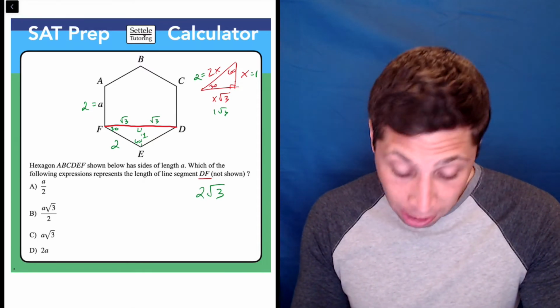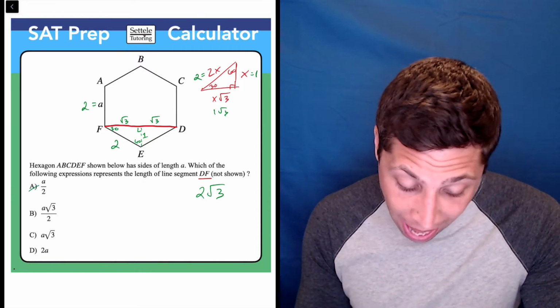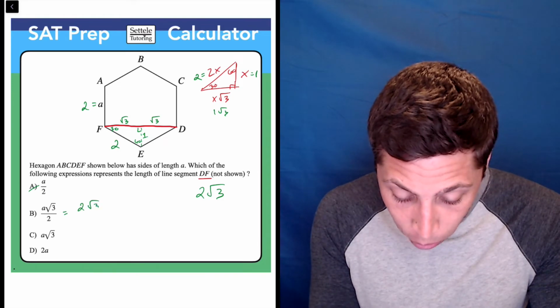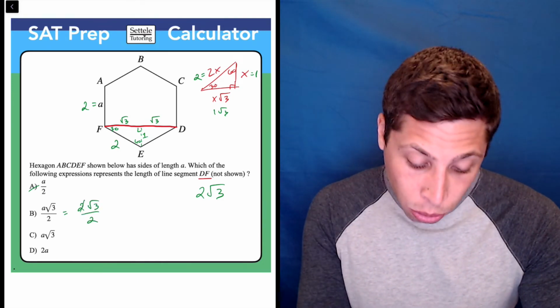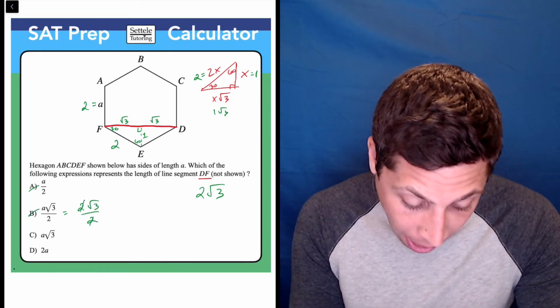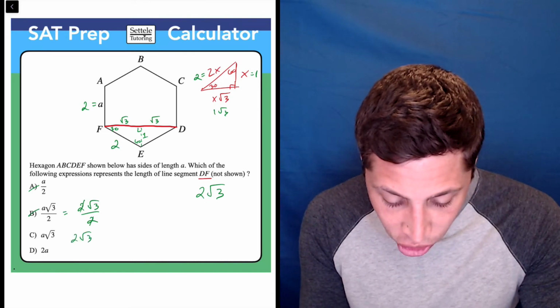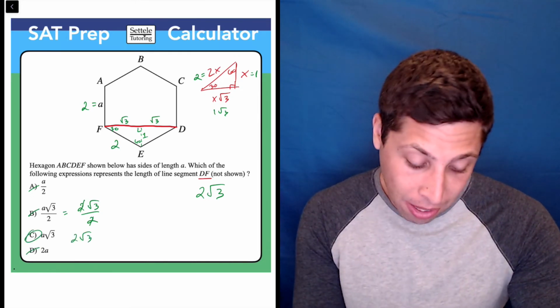If I plug in A equals 2, is that an answer? Well, it's not choice A. If we plug it into choice B, though, look, those 2's are going to cancel out. That doesn't quite get it either. But look, choice C is just 2 radical 3. That's going to be the answer.